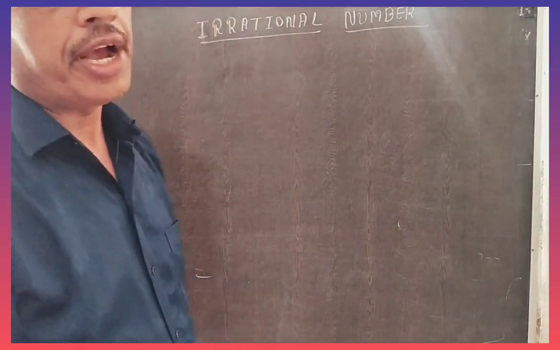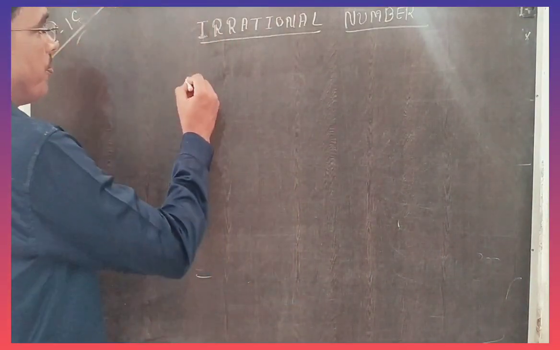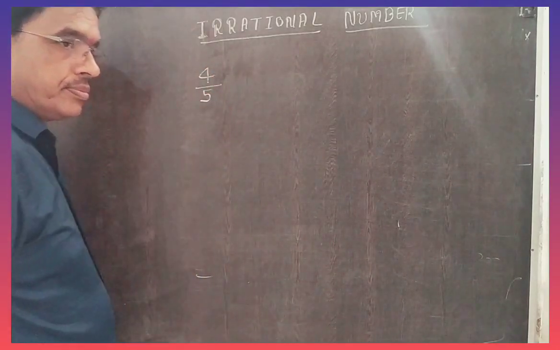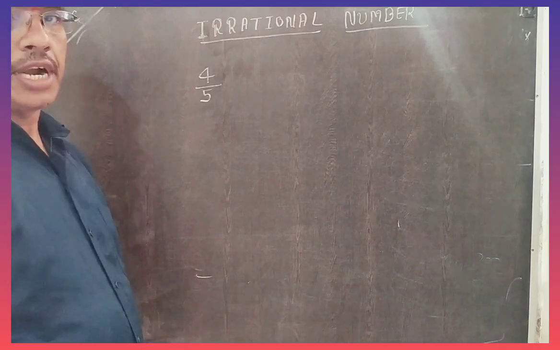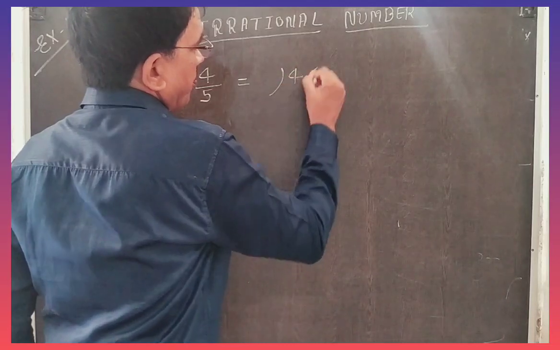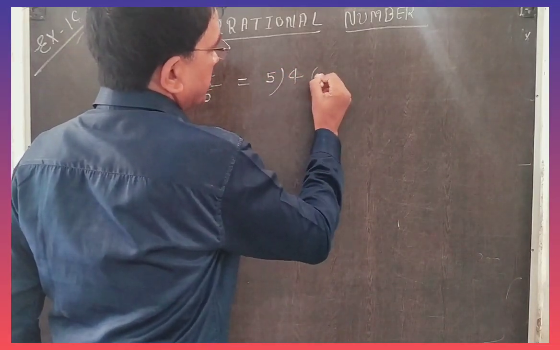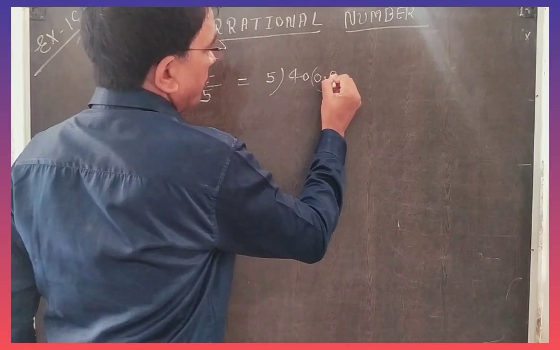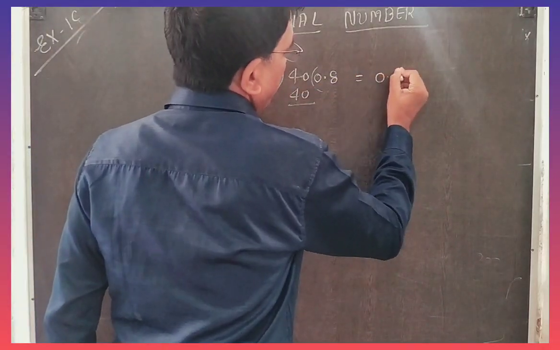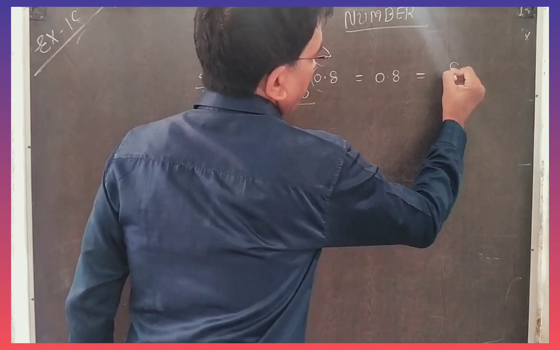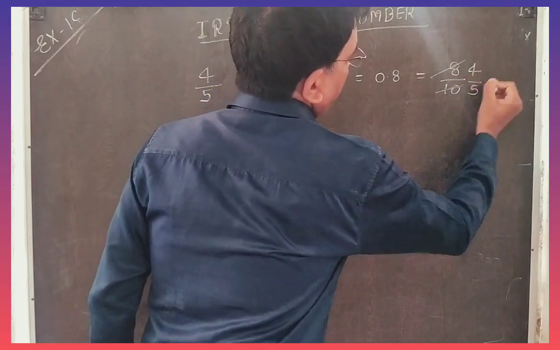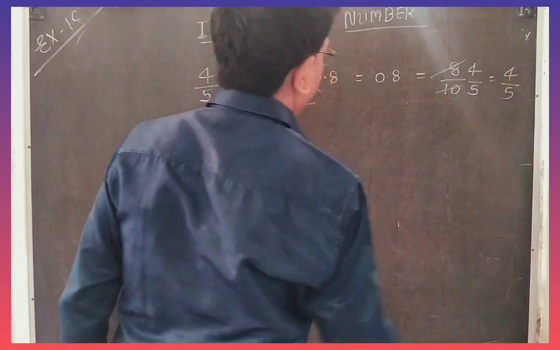So dear students, see here carefully. First, it is 4 divided by 5. It is clear it is a rational number. When you divide 4 by 5, then here is the point, then 0, 8 is 40, then your answer is 0.8, and it is equal to 8 by 10, then it is 4 by 5.